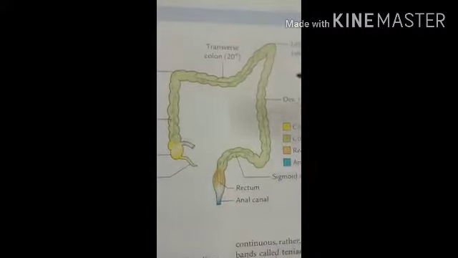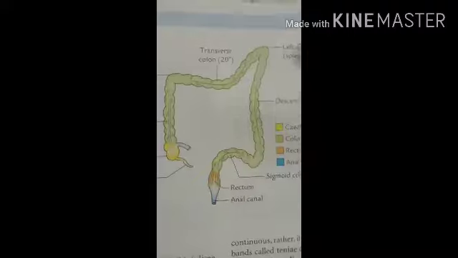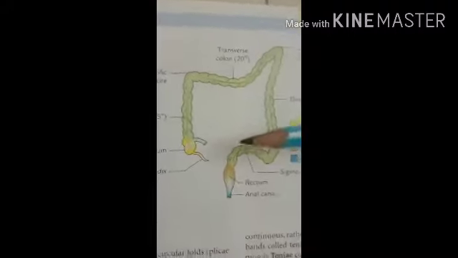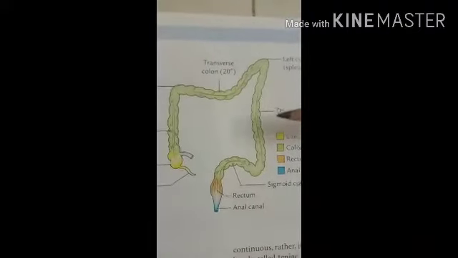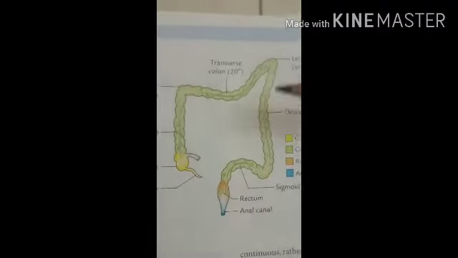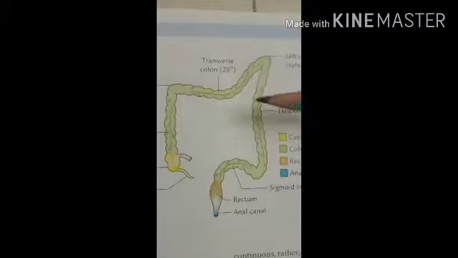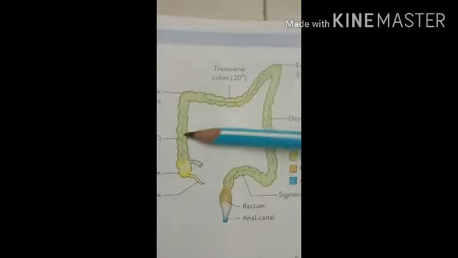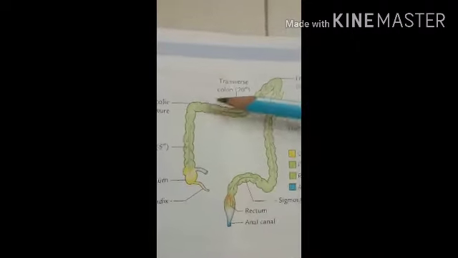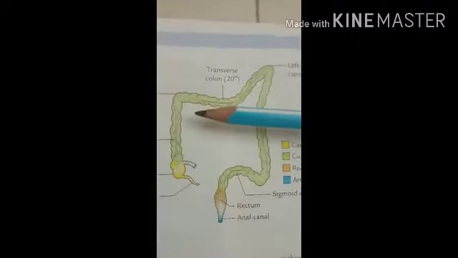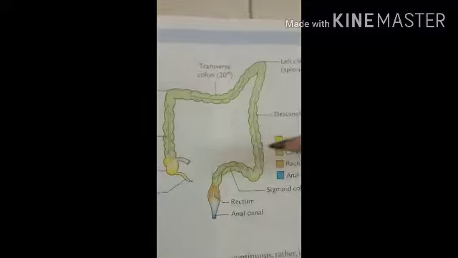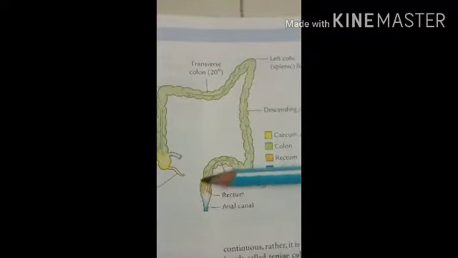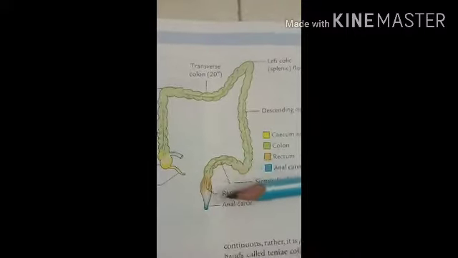Before starting the structure of the large intestine, let's see the peculiarities, or the cardinal features, of the large intestine. The first peculiarity is that the large intestine is wider in caliber. Here you can see it is wider in caliber, and the caliber is greatest at the rectum, where the lumen forms the rectal ampulla. This bulging part is called the rectal ampulla.